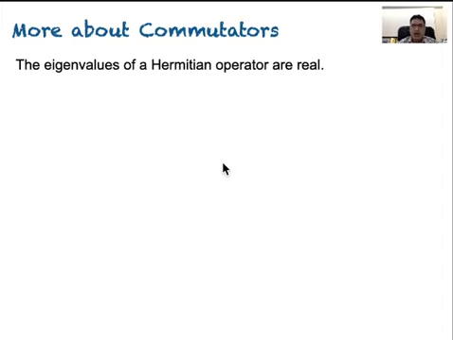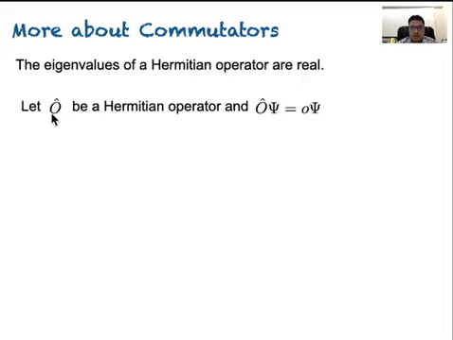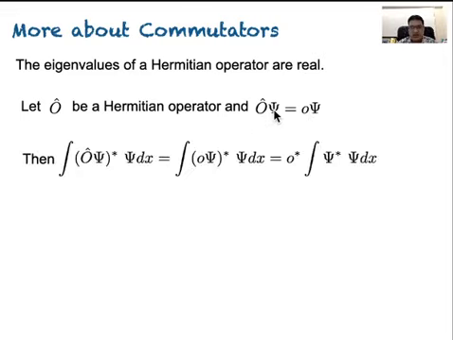Okay, now the eigenvalues of Hermitian operators are real. Let's say O is a Hermitian operator, then O psi is equal to small o psi, where small o is an eigenvalue of this operator for this eigenfunction. Now to show that this is real, this is the definition of your Hermitian operator, the integral of O psi star psi dx. Now O will operate here, so this will give me small o. Now I can take this star inside, so o star will come out here, psi star psi dx, this one.